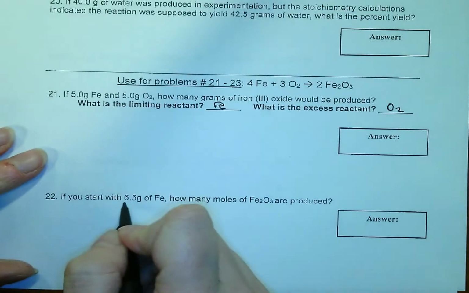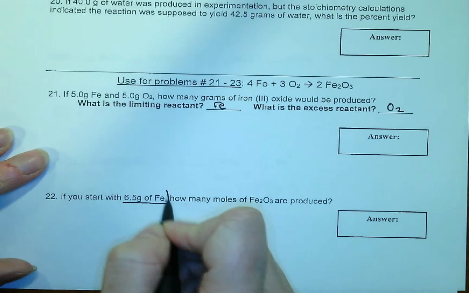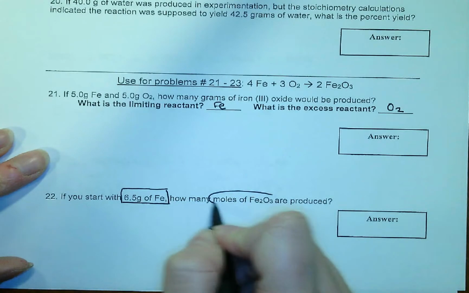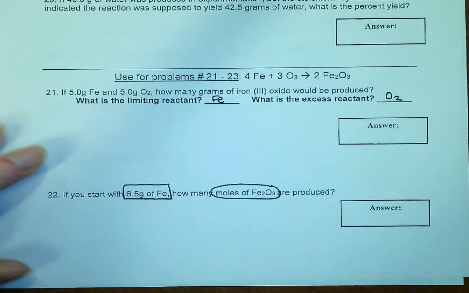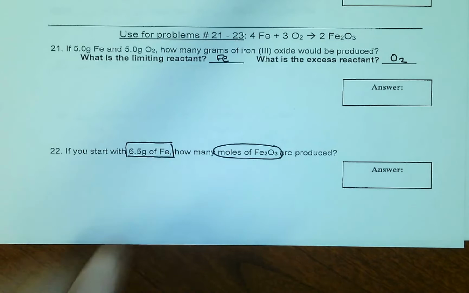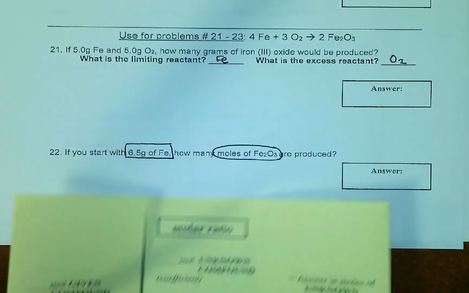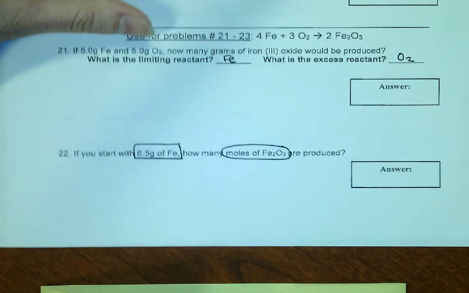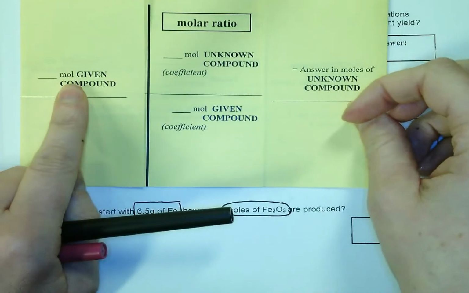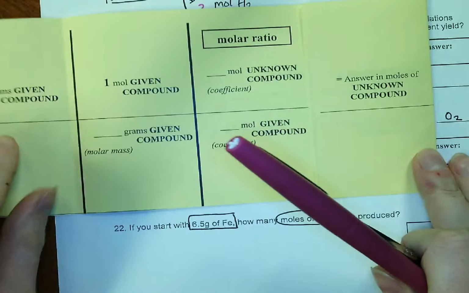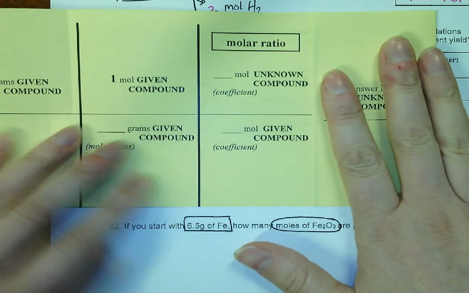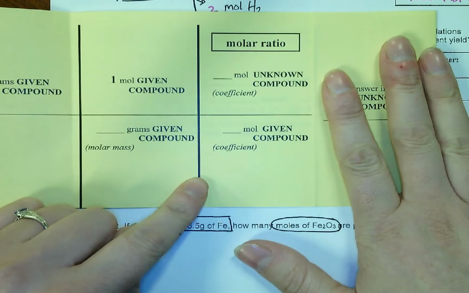So it says if you start with 6.5 grams of iron, there is my given. It's asking me how many moles of iron 3 oxide are produced, Fe2O3. So now that I've decided where I am and where I'm going, I can use the foldable. And I am not able to get that up on the same screen, so I'll have to put my foldable here. Okay. I'm not starting in moles, so that means I want this side open. And I am ending in moles, so I want this side to stay closed. So I see a double T-chart like this.